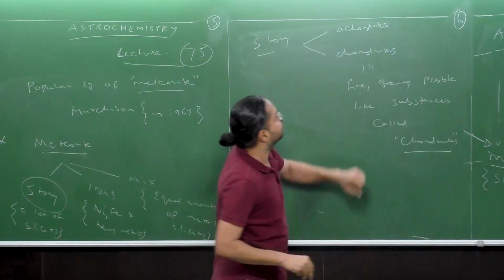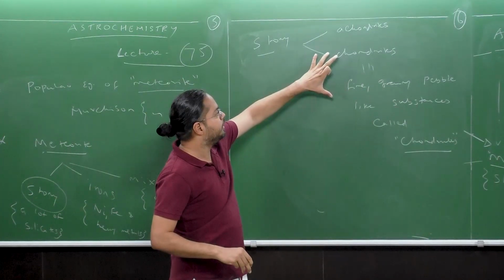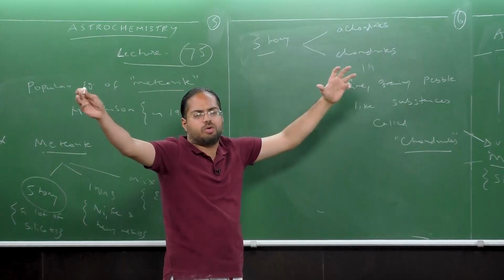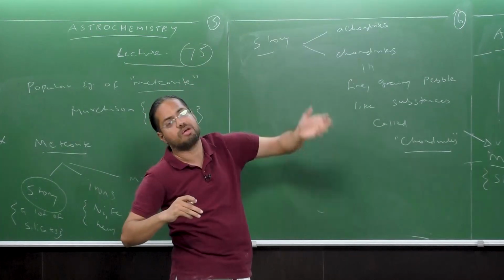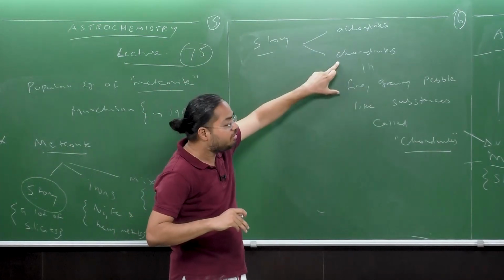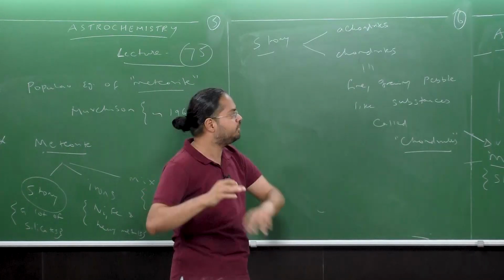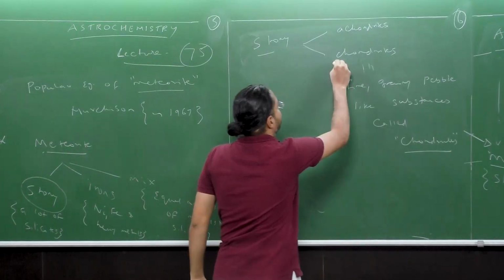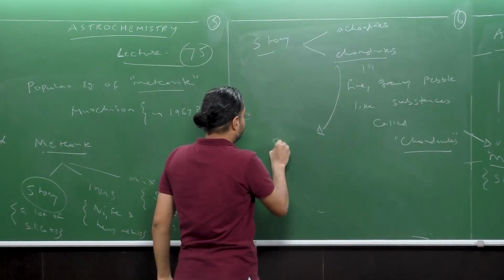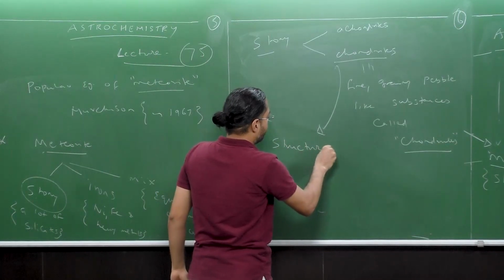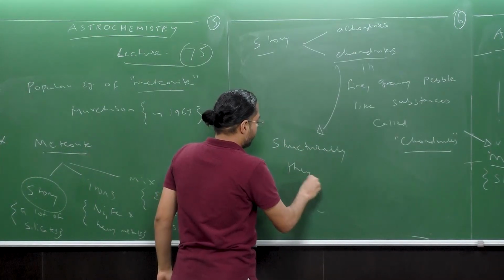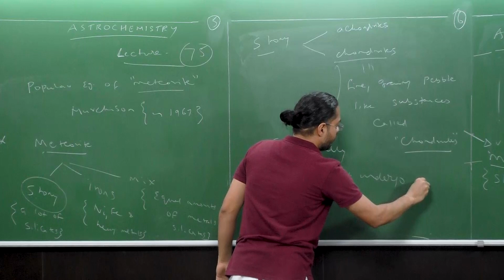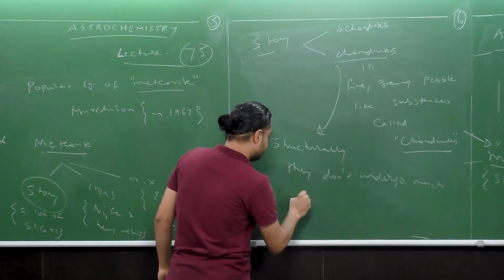Now, the key thing about the chondrites is that they are all formed from some sort of a giant molecular cloud as a protostar is getting formed, correct? Now, the chondrites retain most of the structure. In other words, structurally, they don't undergo much change as they fall on Earth. So notice that structurally, they don't undergo much change.